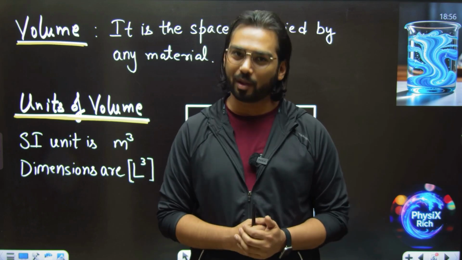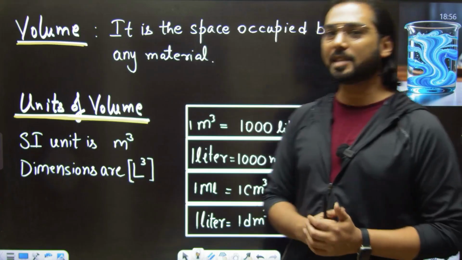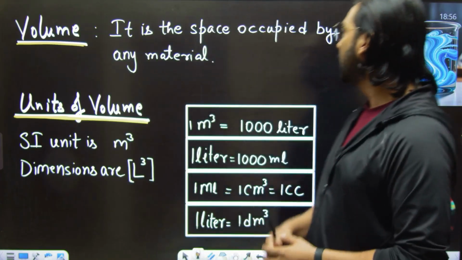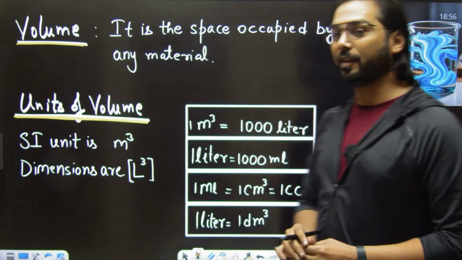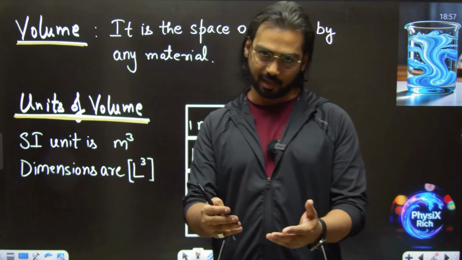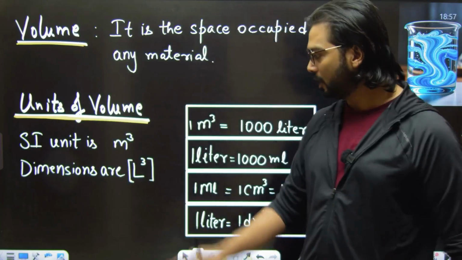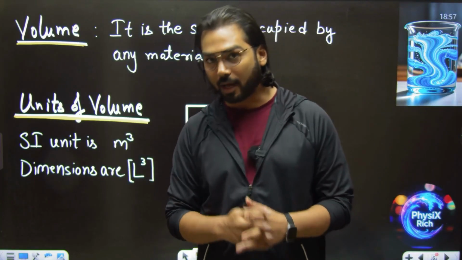You have studied all these things in your junior classes. And we understand that volume is actually the space which is occupied by any material. And we measure volume in the units of meter cube. And like I said, length, breadth, height. There are three dimensions of length, which is why the dimensions of volume are L cube.